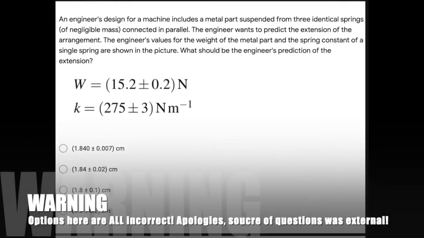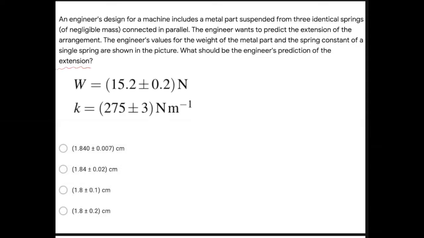Okay, now the plot thickens here because once again you are looking at a fairly straightforward formula. You're looking at the formula for Hooke's law because we're being asked to find the extension. We've got a weight, which is a force, and we've got a value for the spring constant K. So we know that we're using F equals Kx. But the added bit here is that we've got springs connected in parallel.